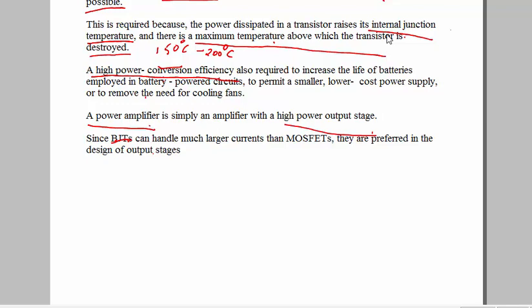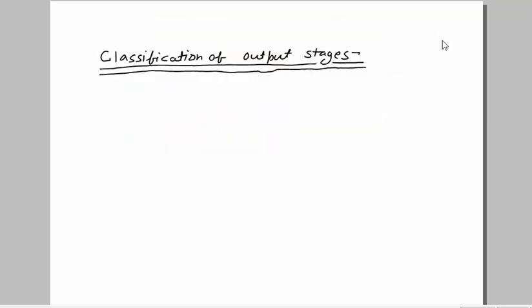Now let us start with the classification. Our first topic will be the classification of output stages. We are going to see how we classify the output stages. The output stages are classified according to their collector current waveforms, which result when an input signal is applied. Here collector current and emitter current we consider as equal.